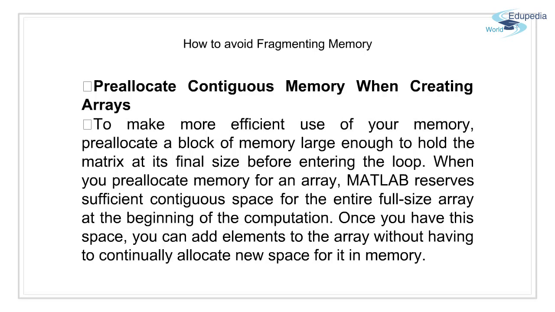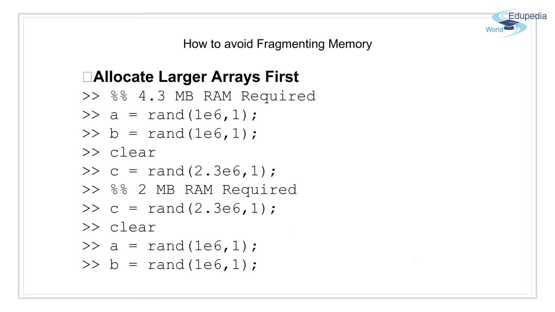When you pre-allocate memory for an array, MATLAB reserves sufficient continuous space for the entire full-size array at the beginning of the computation. Once you have this space, you can add elements to the array without having to continually allocate new space for it in memory. MATLAB uses a heap method of memory management.